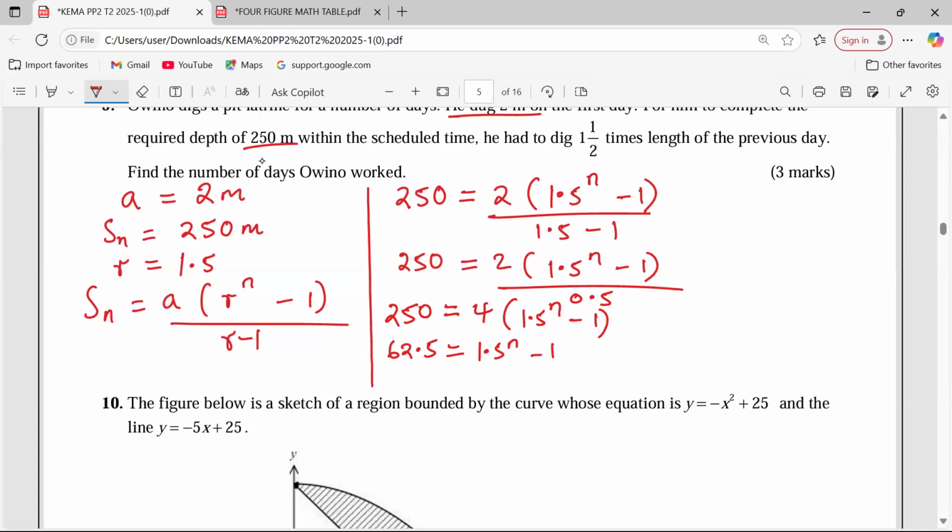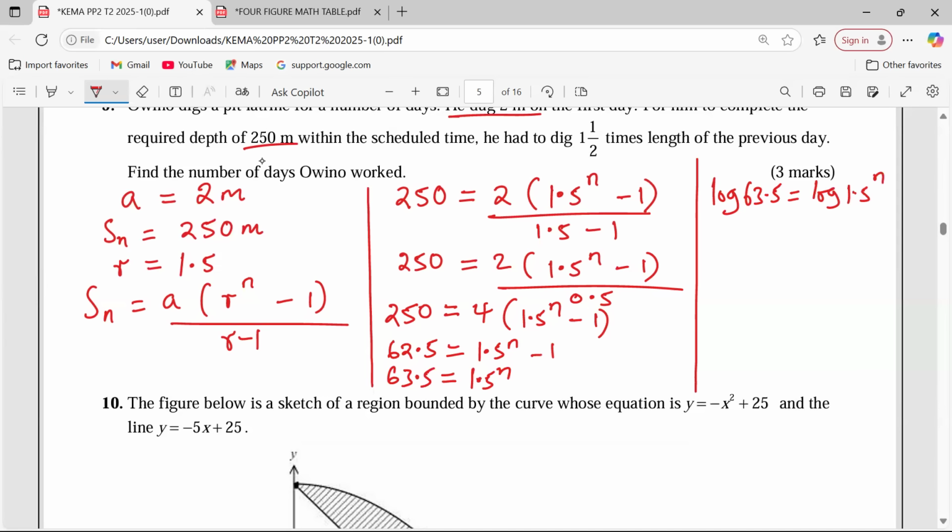Now 1 can be taken to the left where it becomes positive. Talking of 63.5 equals 1.5 raised to power n. And now we can apply logarithms. So we introduce logarithms on both sides, such that we are talking of the log of 63.5 equals the log of 1.5 power n.